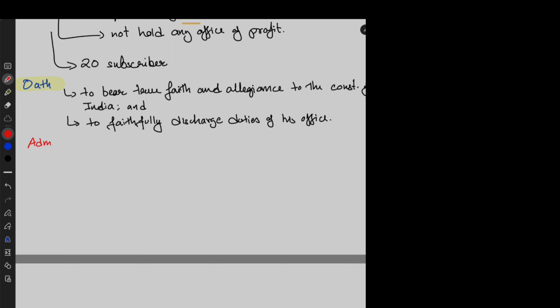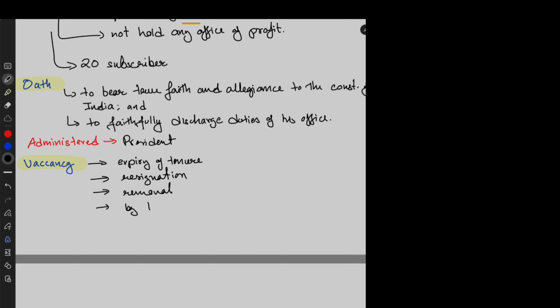Now, what is the oath? The oath of the Vice President is administered by the President, and the Vice President swears true faith and allegiance to the Constitution of India and to faithfully discharge the duties of the office. Now, when can the office of the Vice President become vacant? The vacancy can occur on the expiry of the tenure, by resignation, removal, or death.